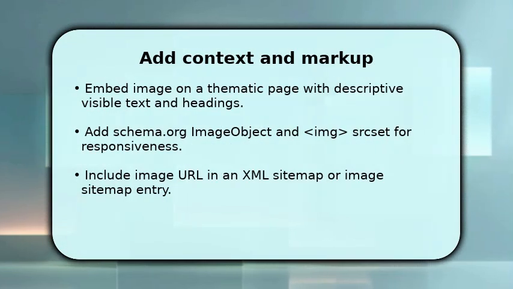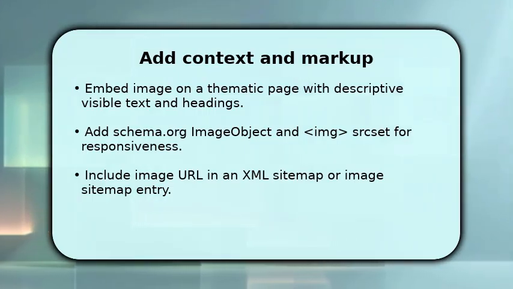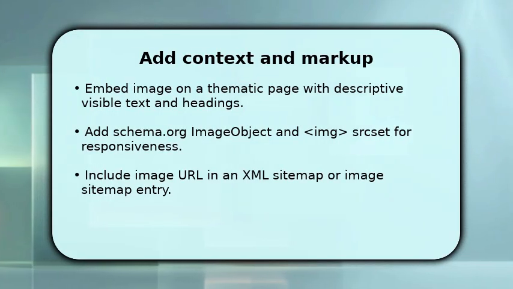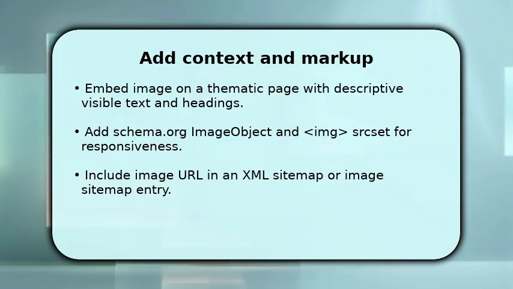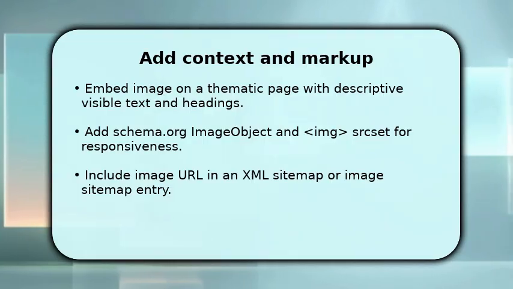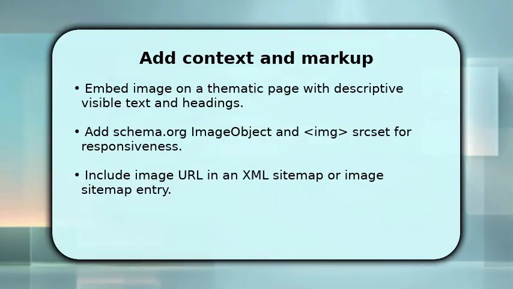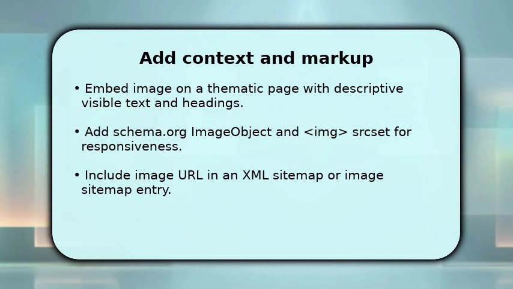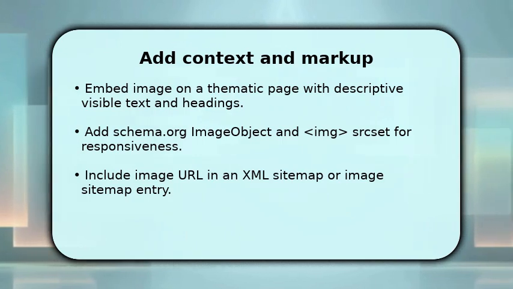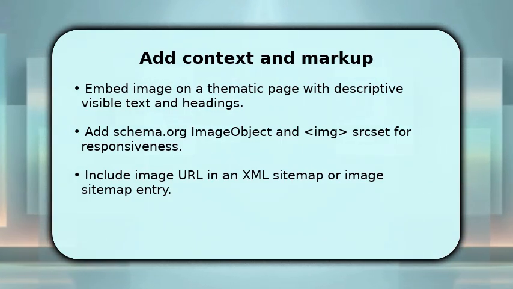Next, give Google strong context by embedding the image in a meaningful HTML page with descriptive headings and visible text that relates to the photo. Once done, mark up the image with schema.org ImageObject or JSON-LD to communicate caption, license, and creator. Make the img tag use srcset for responsive delivery. Also add the image URL to your XML sitemap or a dedicated image sitemap so crawlers can find it faster. After these steps, crawling and indexing odds improve significantly.